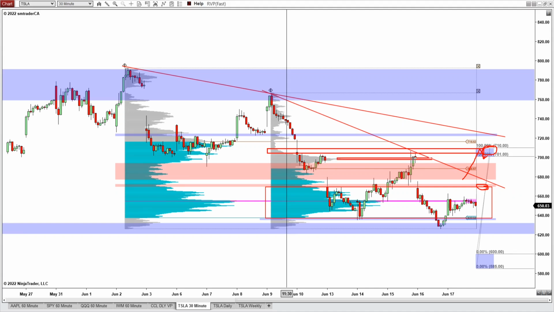There's also this high volume node here, so you could scale some profit here, and essentially coming back to this area on all these high volume nodes, you could scale for potential targets, and also this composite value area high near 788, this area here. So that would be one of the potential short targets.